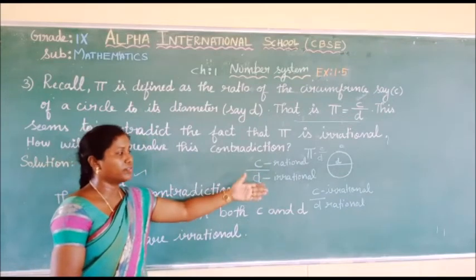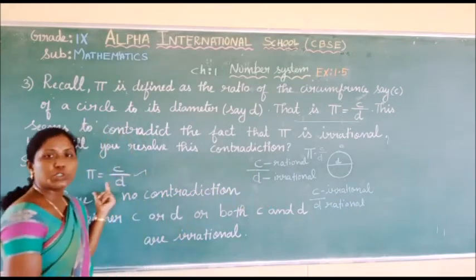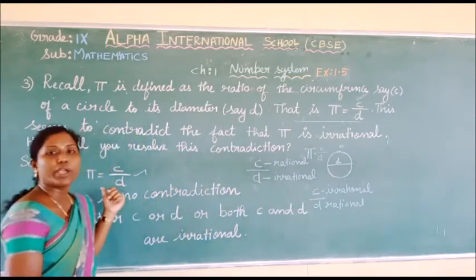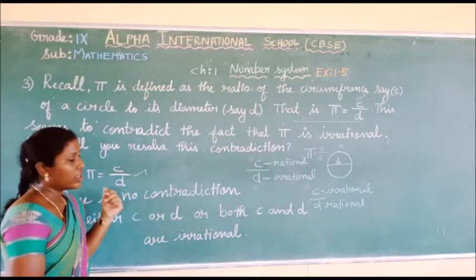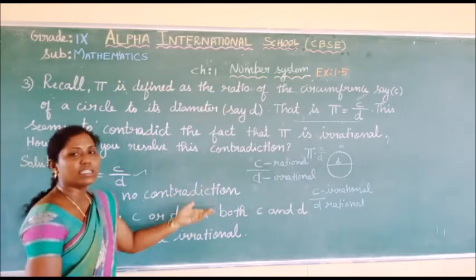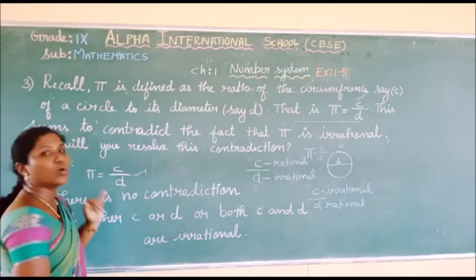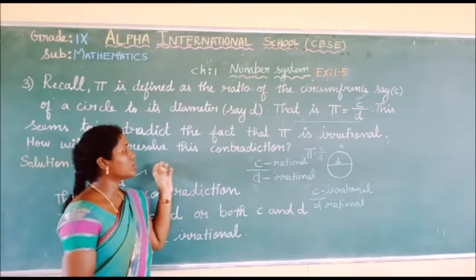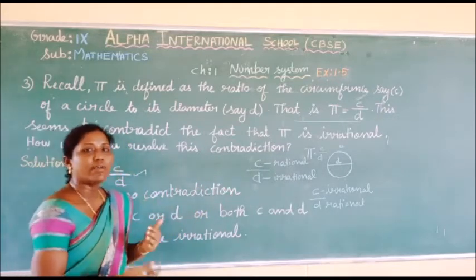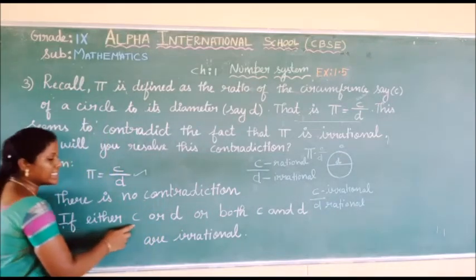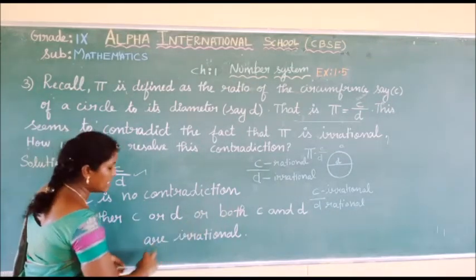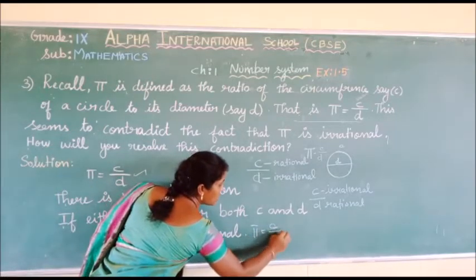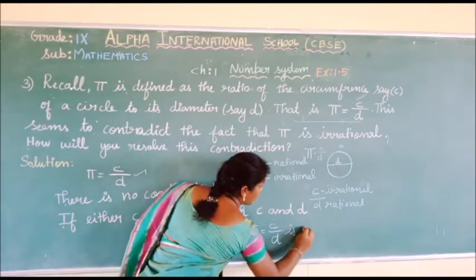If C is irrational, then also pi is going to end as an irrational number. If D is irrational, then also the value of pi is going to be irrational. If both C and D are irrational also, pi goes under the irrational number only. So the way to solve this contradiction is we can get the values of C. See here, if either C or D or both C and D are irrational, then pi is equal to C by D, which is irrational.